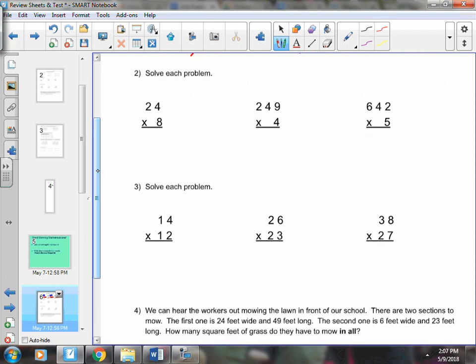Number 2, 8 times 4 is 32. 8 times 2 is 16, 17, 18, 19. Add 3. 4 times 9 is 36. 4 times 4 is 16, plus 3 is 19. 4 times 2 is 8, plus 1 is 9. 5 times 2 is 10. 5 times 4 is 20, plus 1 is 21. 5 times 6 is 30, plus 2 is 32.